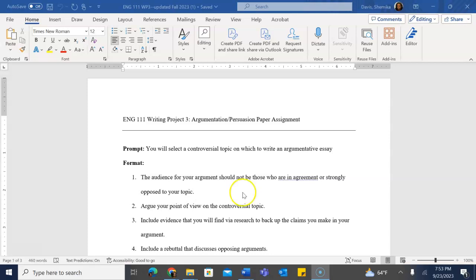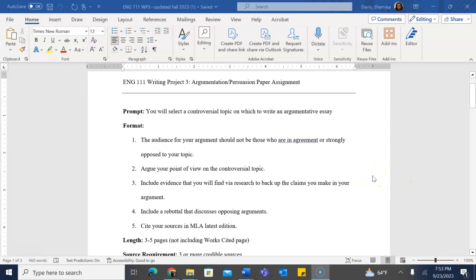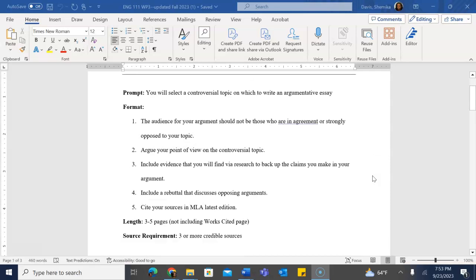You're going to include evidence that you're going to find via research to back up the claims that you're going to make in your argument. You're going to include a rebuttal that discusses opposing arguments. You will cite your sources in MLA using the latest edition. You will write this paper using 3 to 5 pages, not including your works cited page. The source requirement is that you must have at least 3 or more credible sources.